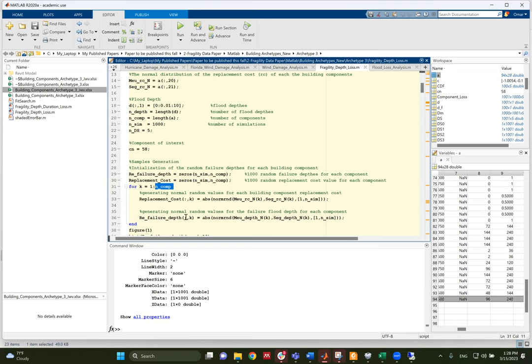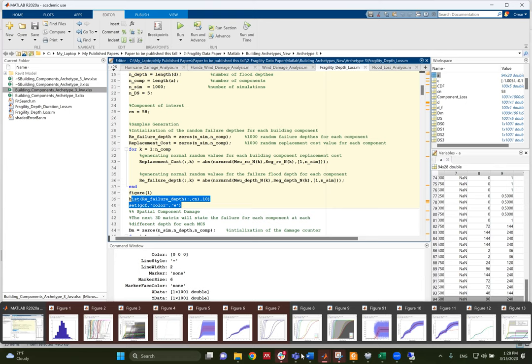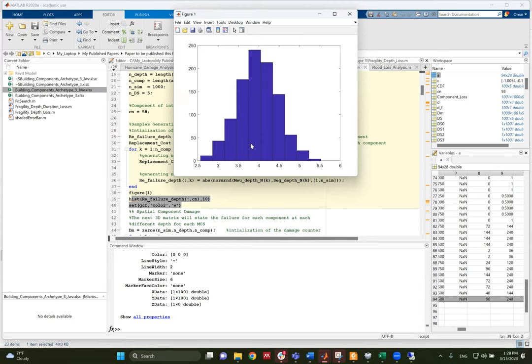And when you are done with this, let me show you the histogram of this. So let's go to figure number one. It actually takes me 30 minutes to an hour to run the entire code, so I ran it before I came here. I take one component. Do you guys remember component number 58? You can pick any component actually. And then I ask MATLAB to develop a histogram of this component. The sum of all of these is 1,000. The average elevation is 4 meters. The average damaging depth is 4 meters, but it can go down until 2.5 meters.